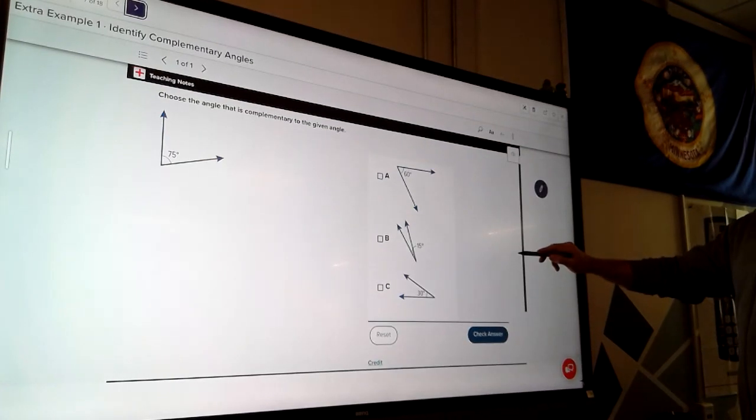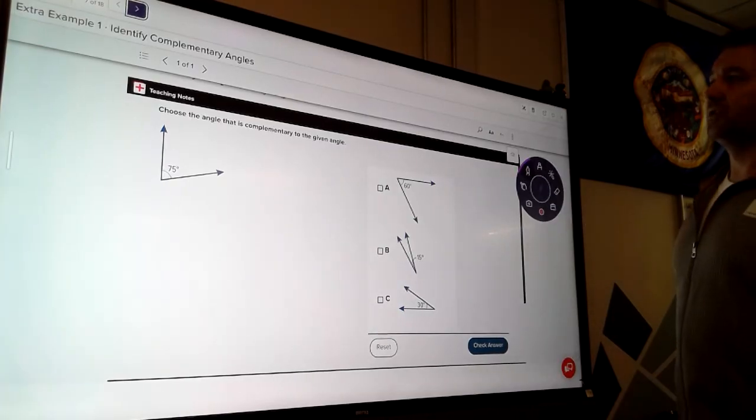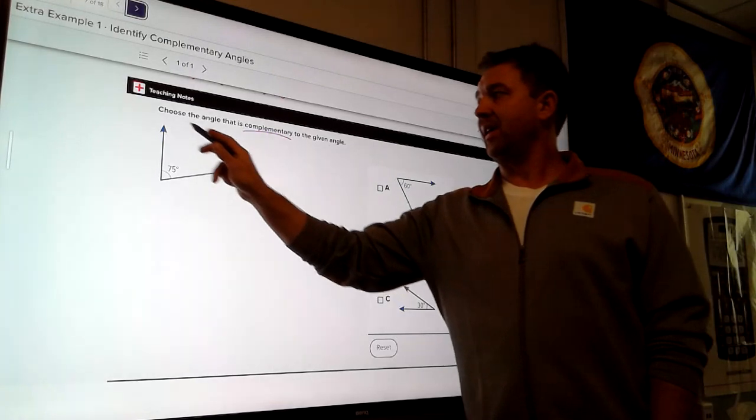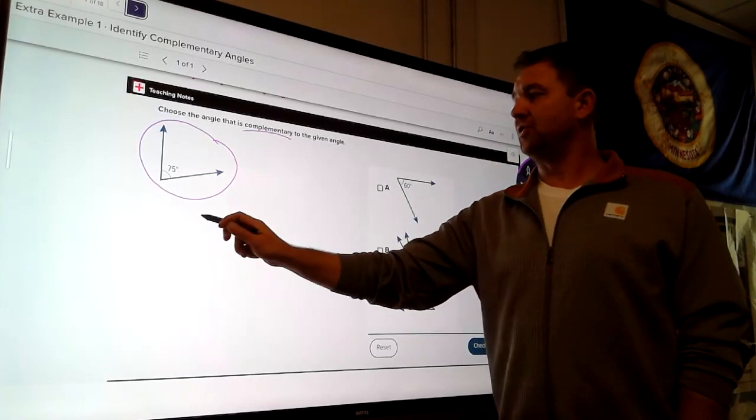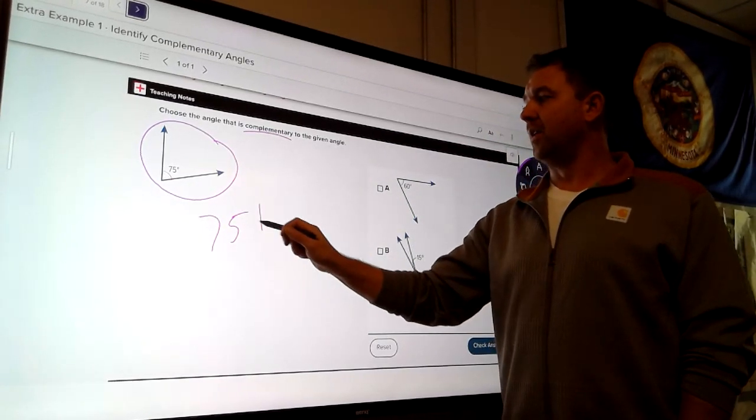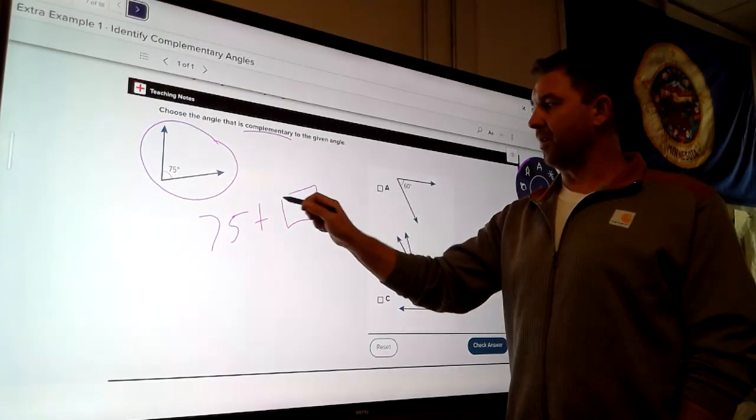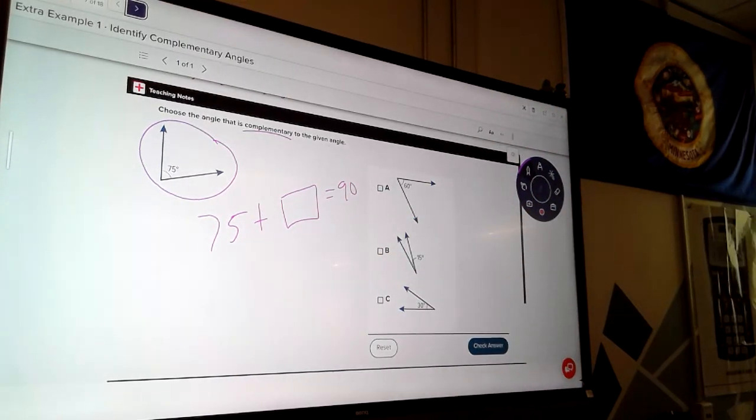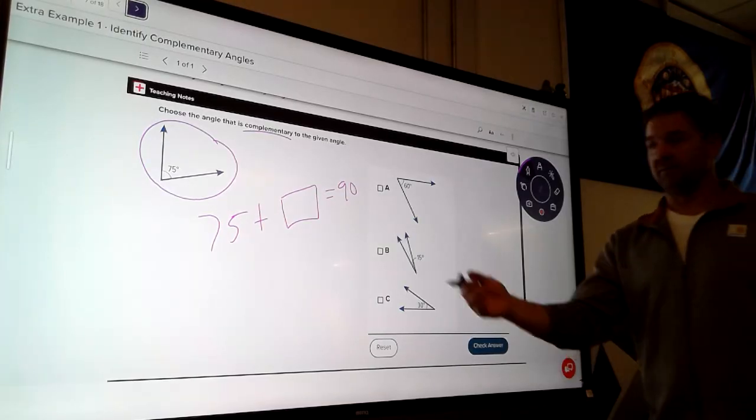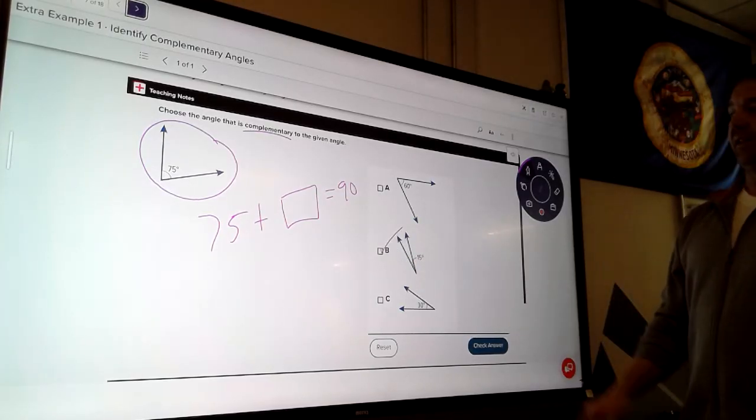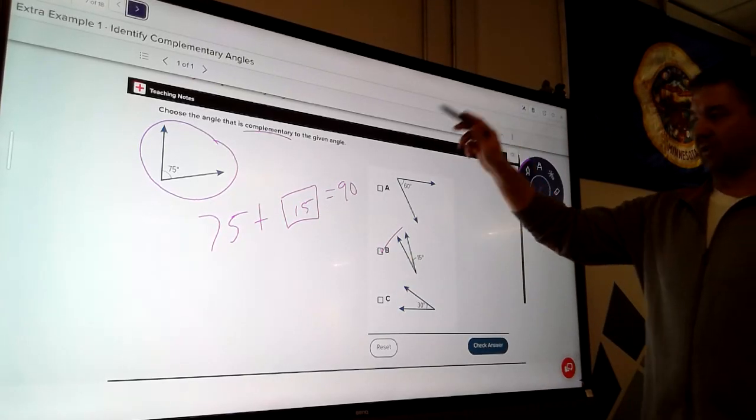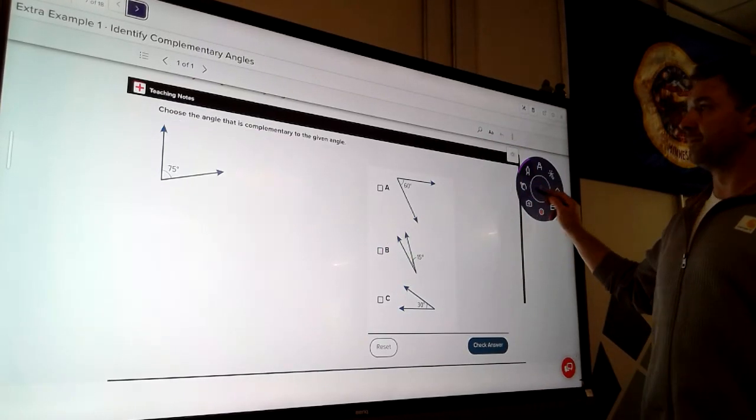Okay, this one, a little multiple choice. It says choose the angle that is complementary to the given angle. Well, they gave us 75 degrees, so we have to know 75 plus what number is equal to 90. So if you look over there, what's the only one that would work? Yeah, 15. This has to be 15 because 75 plus 15 is equal to 90. So that means B is the right answer.